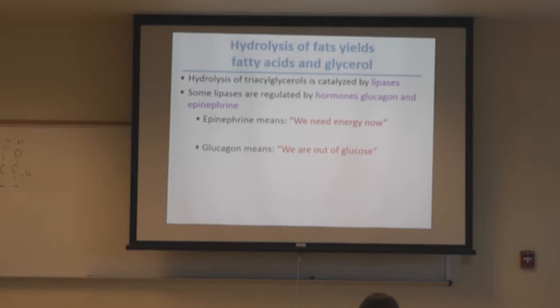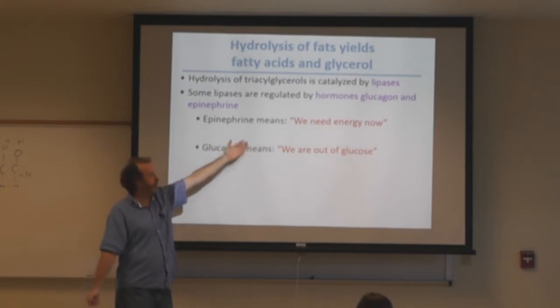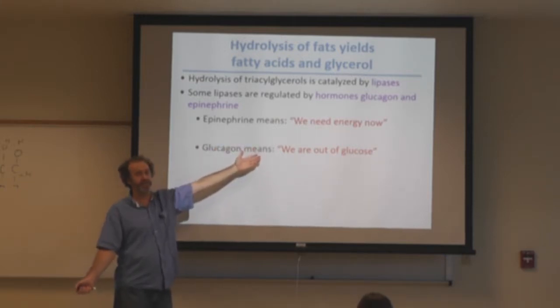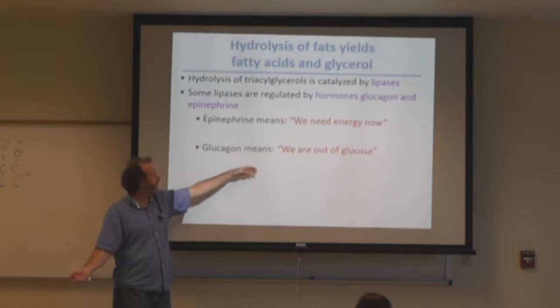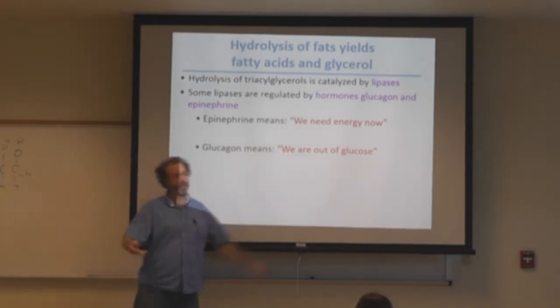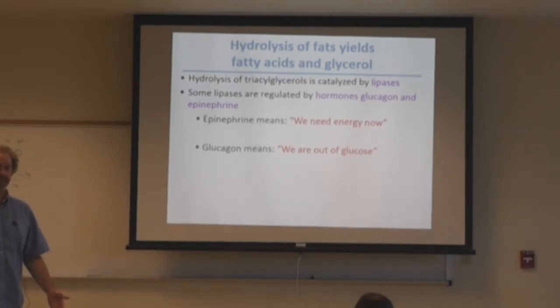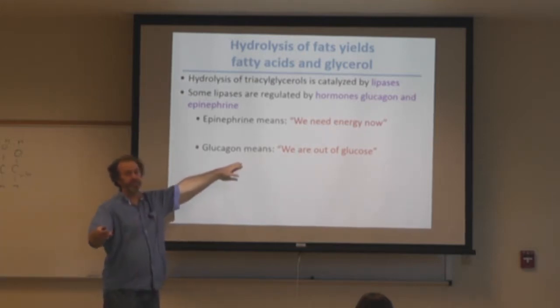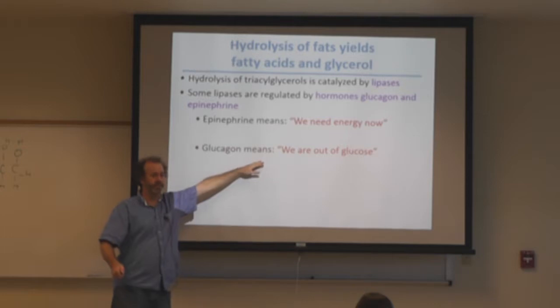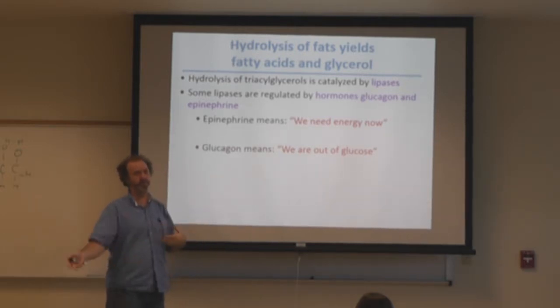And then some lipases are regulated by hormones, right? If you remember, epinephrine means we need energy now, fight or flight. We need energy to survive. Glucagon means our body's out of glucose. Blood glucose levels are low, and we need to start kicking in glucose again. It can also trigger burning down lipids to produce glucose, and also starting to produce ketone bodies.